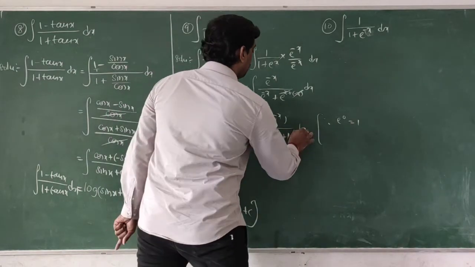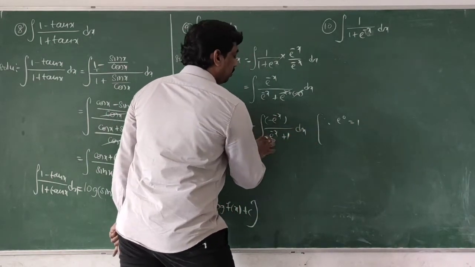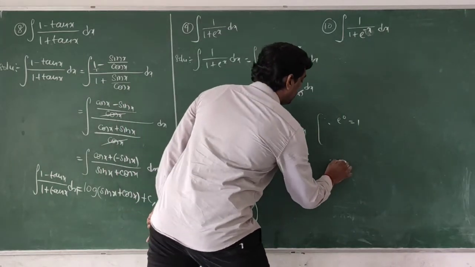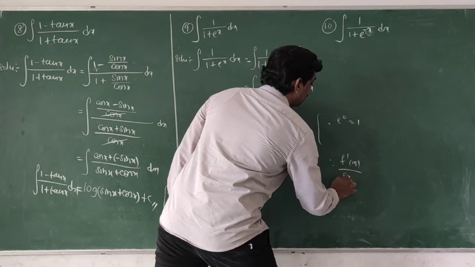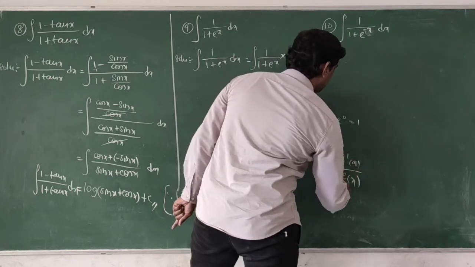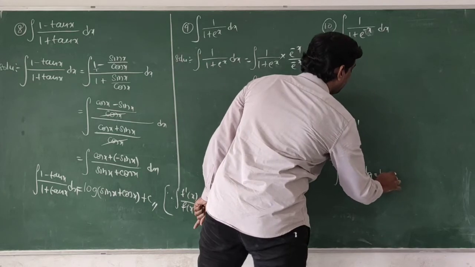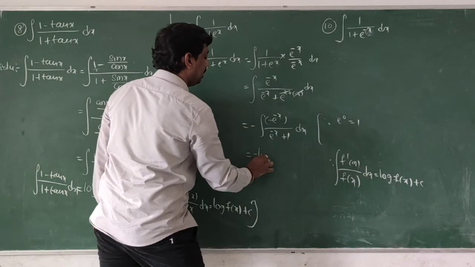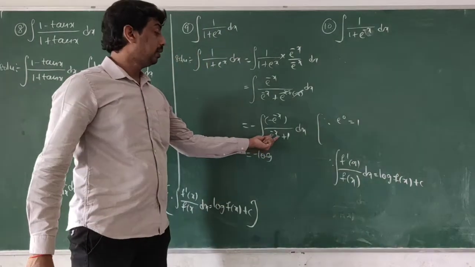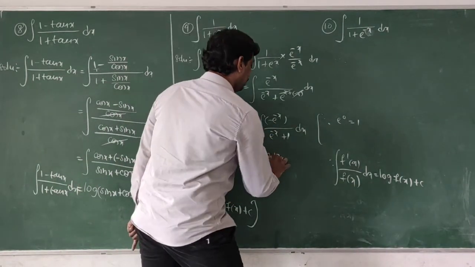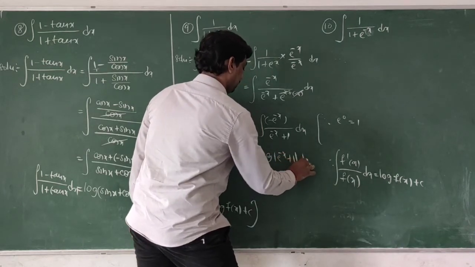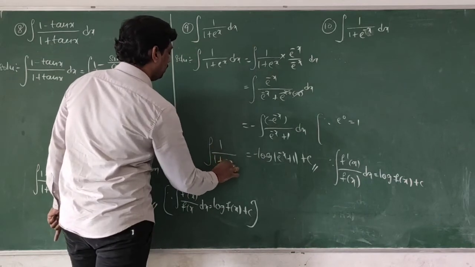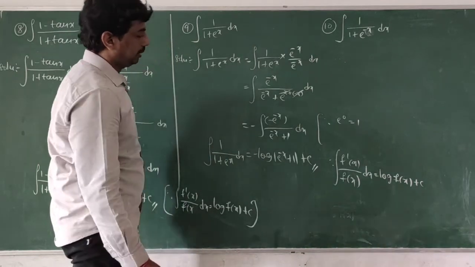Now the derivative of e power minus x is minus e power minus x, and the derivative of 1 is 0. Therefore this is in the form of integration of f dash x by f of x dx. Integration of f dash x by f of x is log f of x plus c. That's why minus log of (e power minus x plus 1) plus c is the integration of 1 by (1 plus e power x) dx.